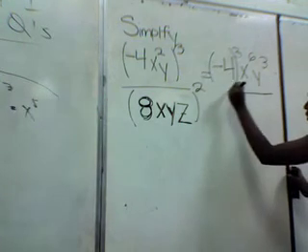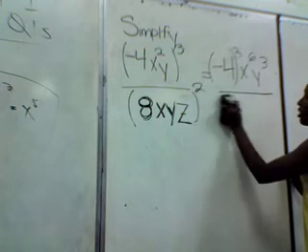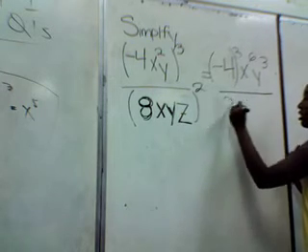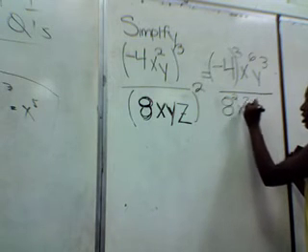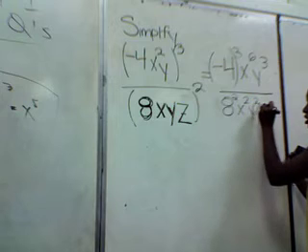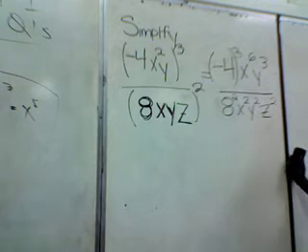What's 8 squared? Just put 8 squared. X squared, y squared, z squared. That's all you need to put for that. X squared, y squared, z squared. Okay? Now, let's go and rewrite again.